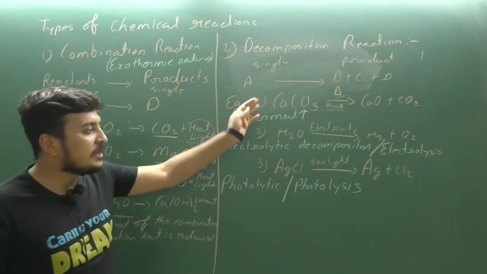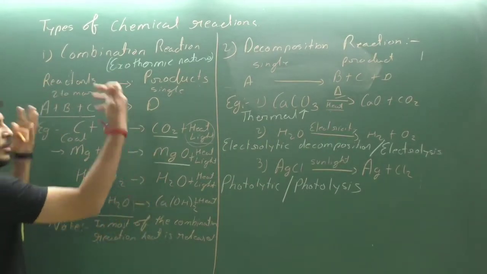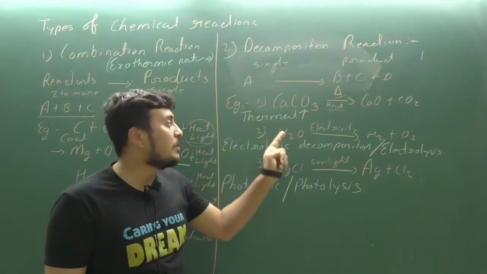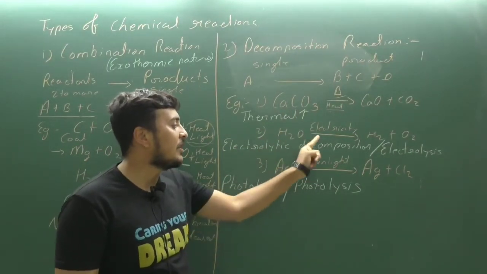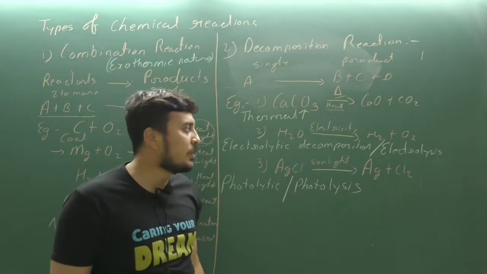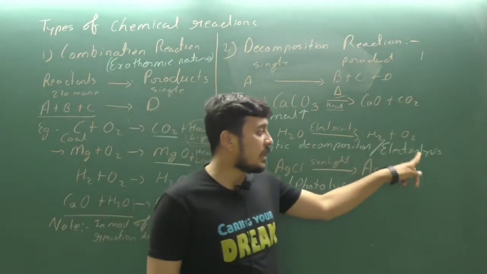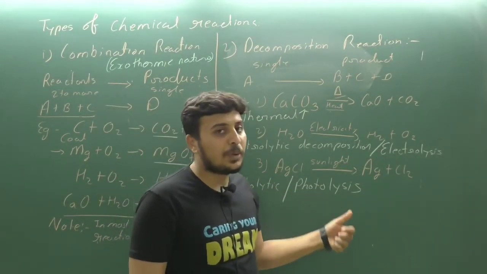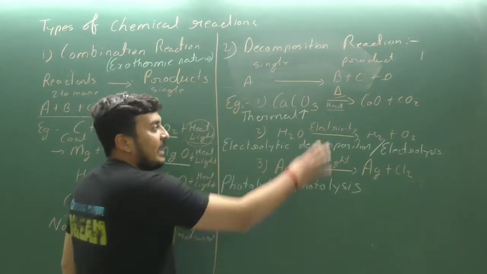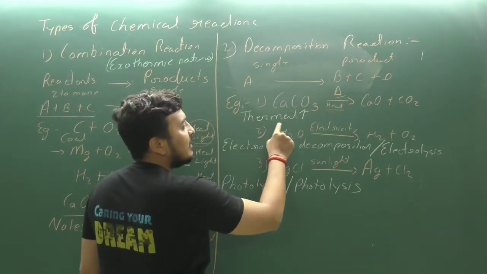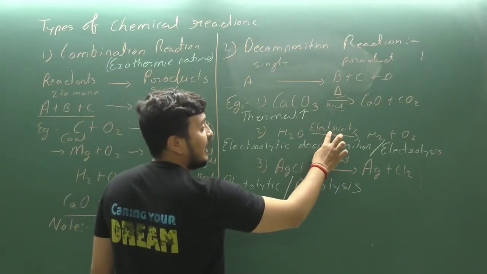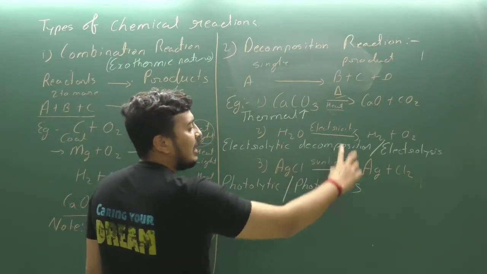We do not have these subcategories in the combination reaction. All of them are known as general combination. But decomposition has three types: thermal decomposition, electrolytic decomposition, photolytic decomposition. Electrolytic decomposition can also be known as electrolysis, and photolytic can also be known as photolysis. See, heat means thermal energy, so the name is given as thermal decomposition. Here energy is given in the form of electricity, so we say electrolytic or electrolysis.